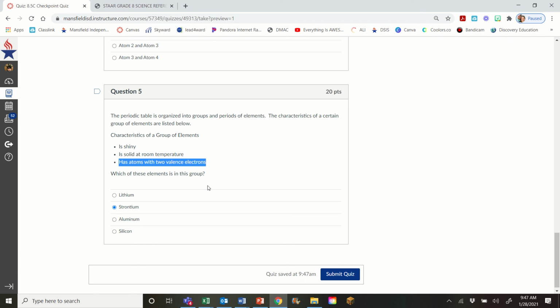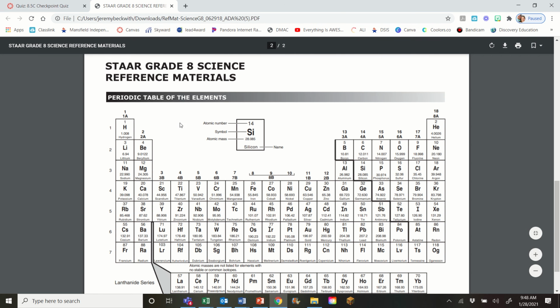But again, you have to know that the groups are organized by the number of valence electrons, especially when we're talking specifically about groups 1, 2, and then 13 through 18.